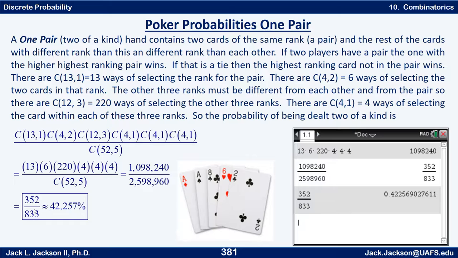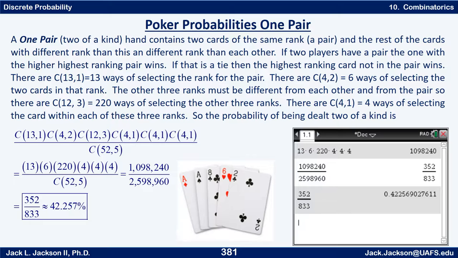1,098,240, and that put it over the denominator, which is how many hands there are all together, and we get that reduces to 352 over 833. For the first time we get to a hand that's actually pretty likely to be dealt right off the bat, which is a pair, which is 42.257%.